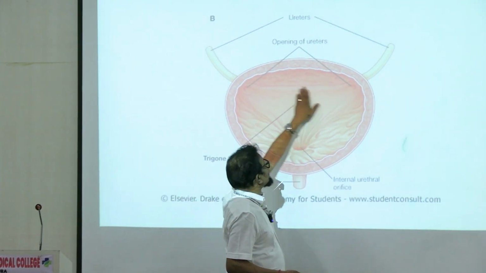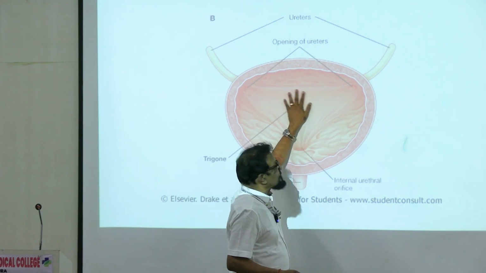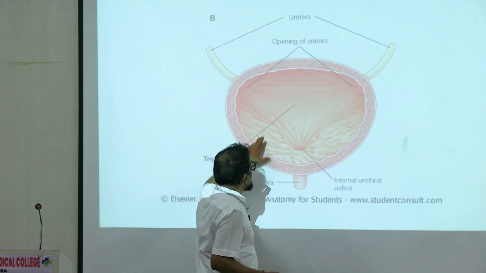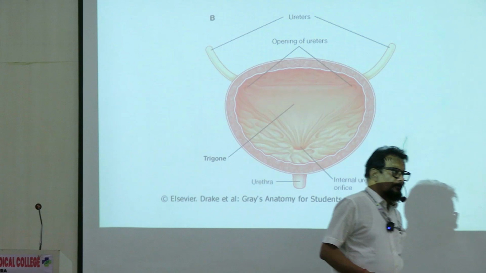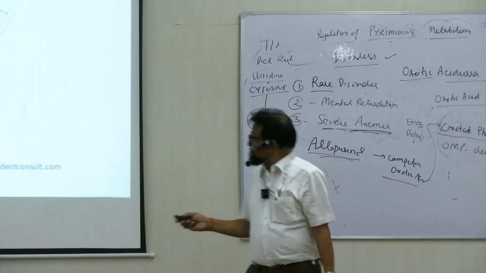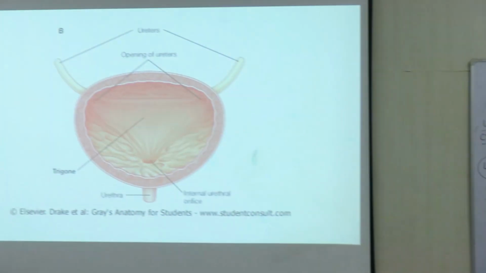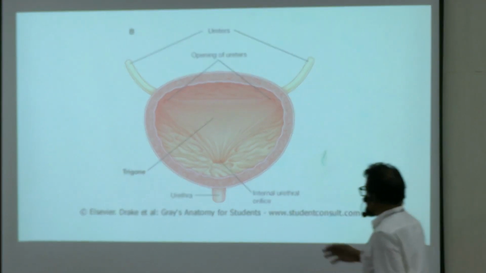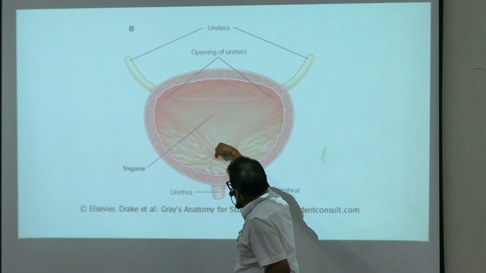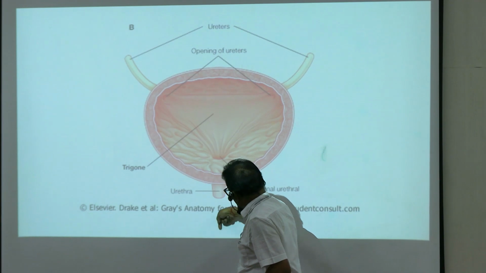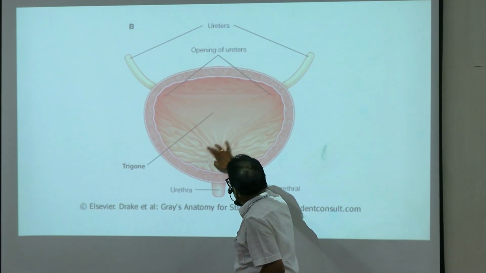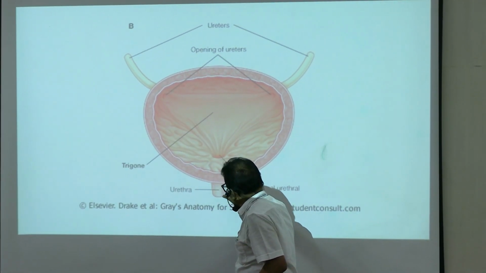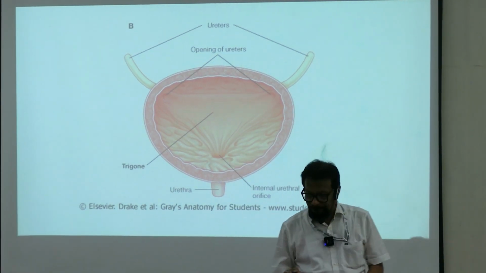So you can see this area, the trigone area, is smooth, but this area has rugae. Okay? So the urethra starts from here, that is the incoming urethra, and at the beginning there is the internal sphincter and here is the external sphincter.